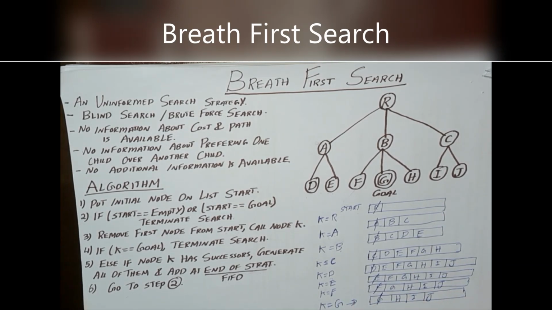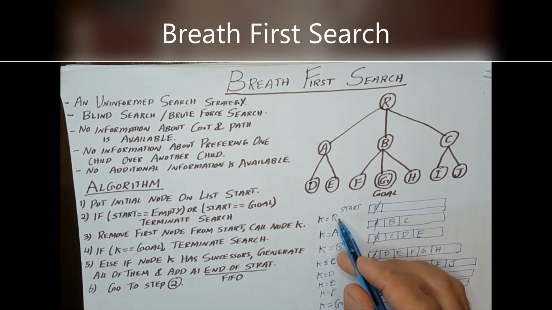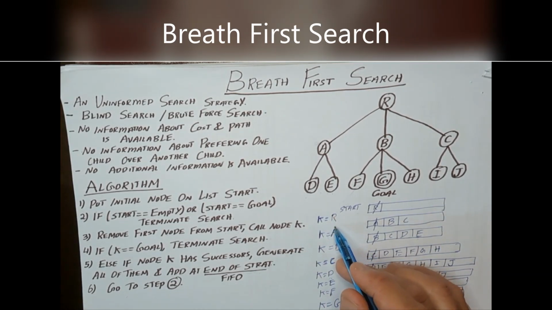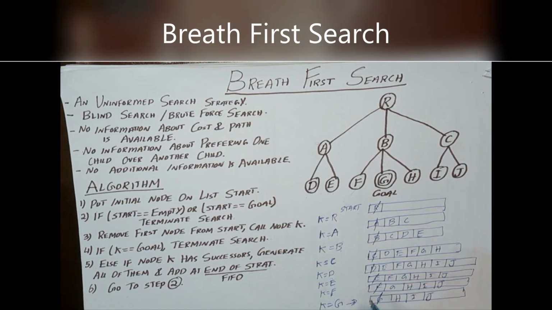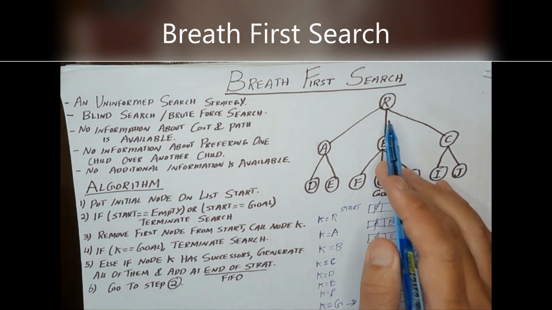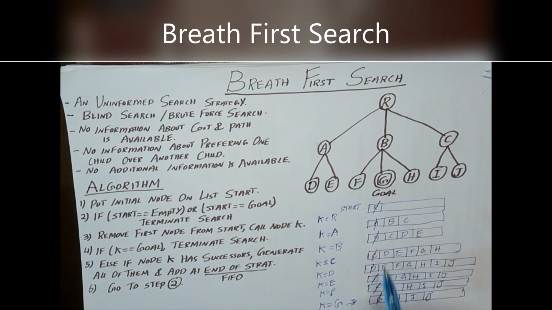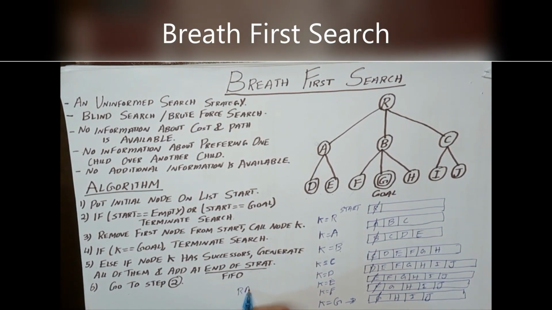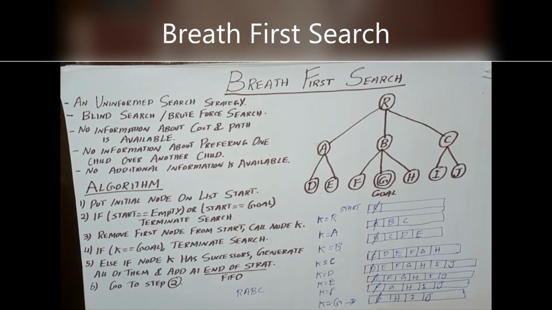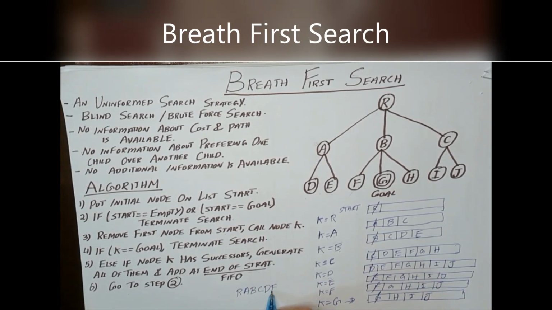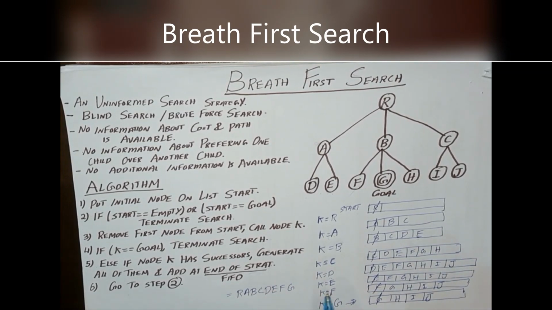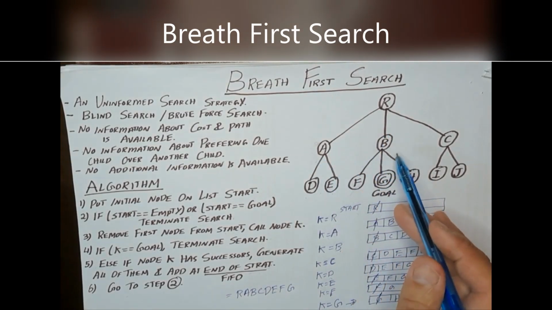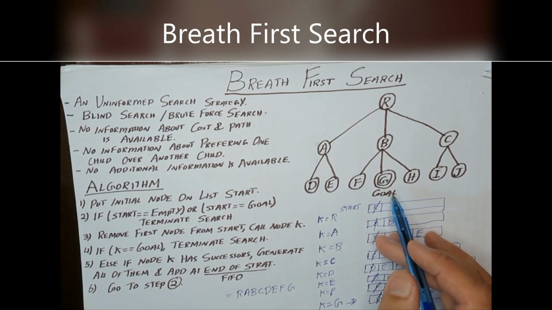If we want to see the path that we followed to reach our goal, we can put together the values of these different nodes. So it means that the path from start to goal is R, A, B, C, D, E, F, and G. So this is the order in which we explore different nodes to reach our goal.